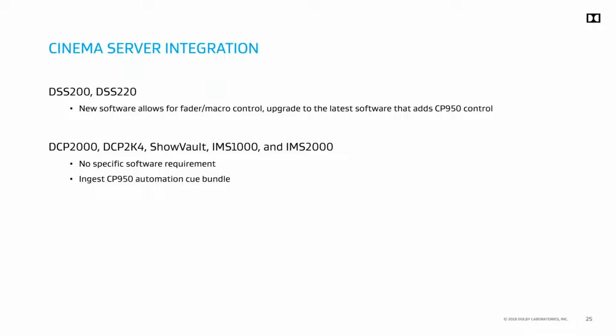For the Cinema Server integration, the DSS200 and DSS220 will have new software released in 494, which will allow for the fader macro control of the 950, similar to how we previously supported this for the CP650, CP750, and CP850. A Q bundle package will be ingested into the server if you're using a Doremi DCP2000, DCP2K4, Show Vault, IMS 1000, 2000, and we'll have the commands already in there for all our Dolby Cinema sound processors.